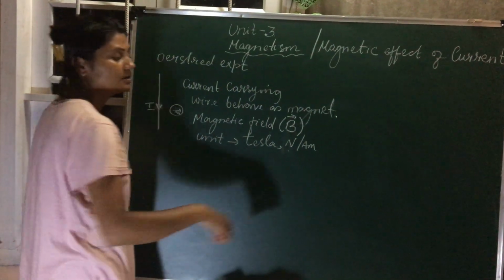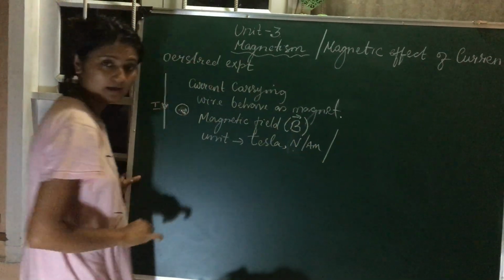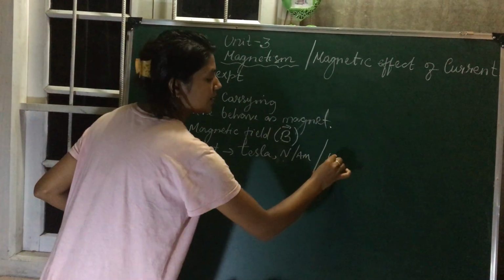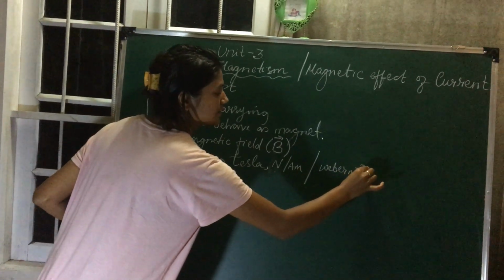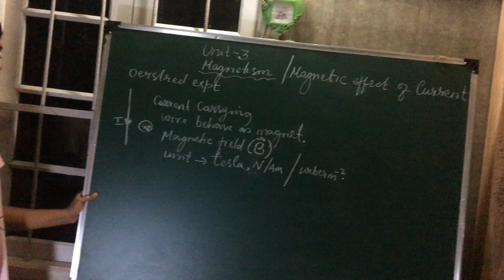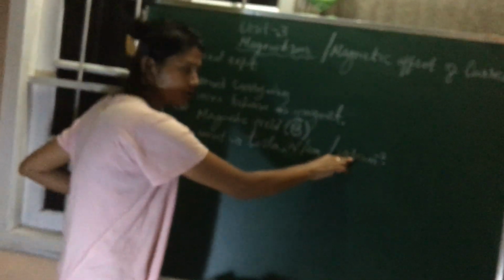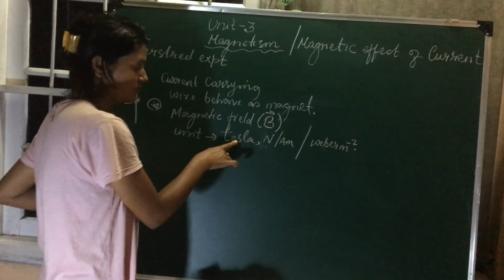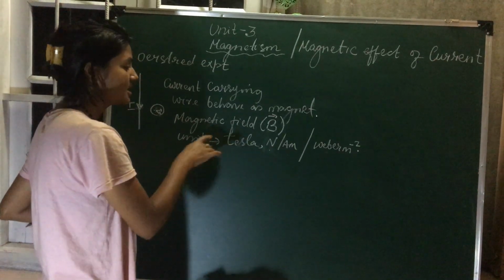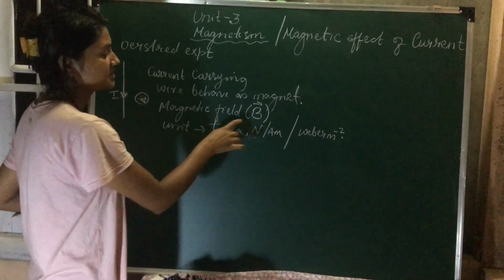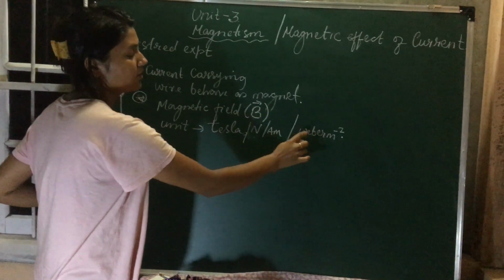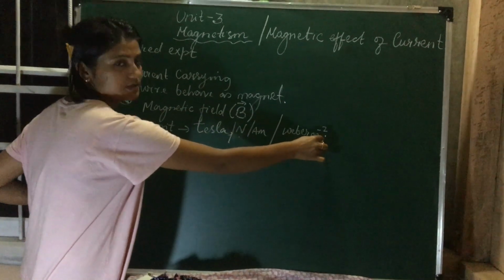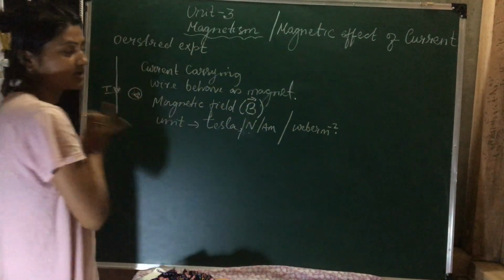Another unit there is Weber per meter square. This Weber is completely new for you, even Tesla is new for you, but you need to remember that the unit of magnetic field is Tesla, either Newton per ampere meter, or Weber per meter square. This is just the introduction.